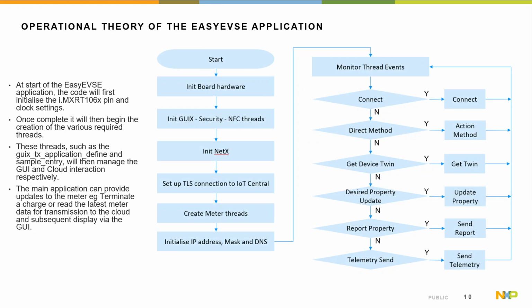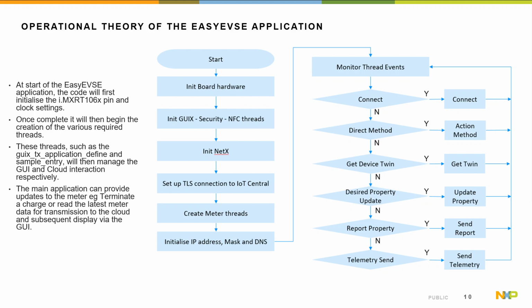So let's take a snapshot of the main application. So this is looking inside the user manual. So here we have the operational theory now of the EasyEVSE platform. So at the start, the code first initializes the IMX RT. This can be the 1060 or 1064, for example, and sets up the clock set. It's a very familiar startup procedure.